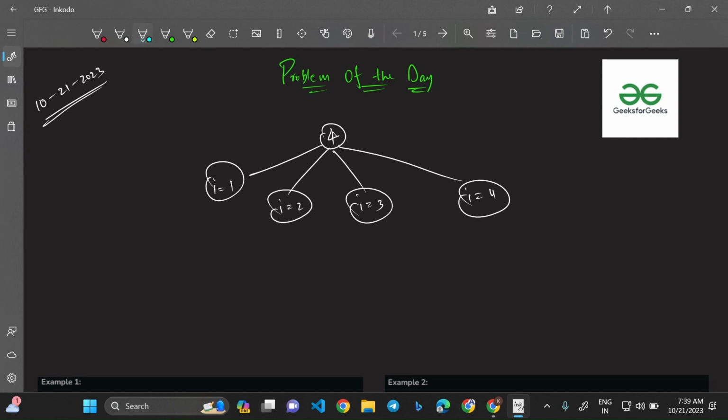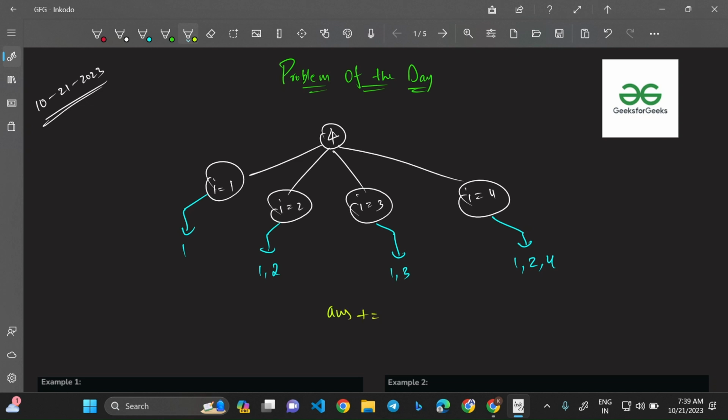Out of these four cases, what are the divisors of i equal to 1? Just 1. What are the divisors of i equal to 2? 1 and 2. What are the divisors of i equal to 3? 1 and 3. What are the divisors of i equal to 4? 1, 2, 4. All right, so what is the sum now? Let us assume the answer variable. The answer variable is what we'll be returning.